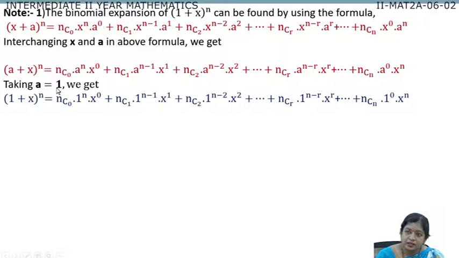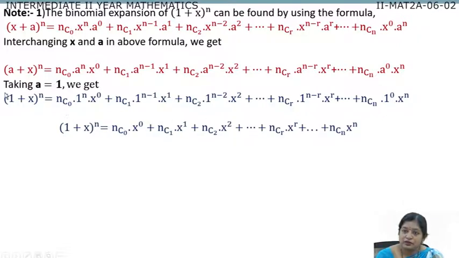taking a is equal to 1 in this equation, wherever a is there you put 1. So I will get (1 plus x) to the power of n is equal to nc0, a value I am writing 1, so 1 power n x to the power of 0 plus nc1 1 to the power of n minus 1 into x power 1 plus nc2 1 to the power of n minus 2 into x square plus so on ncr into 1 to the power of n minus r into x power r plus so on ncn 1 to the power of 0 into x to the power of n.